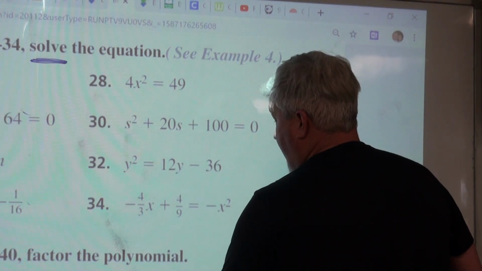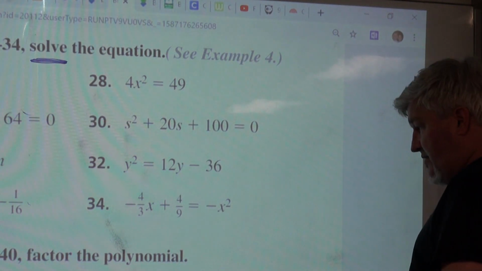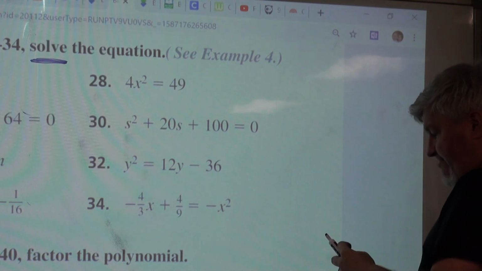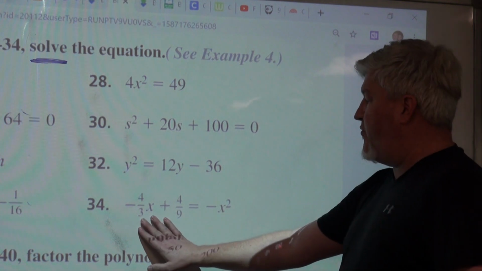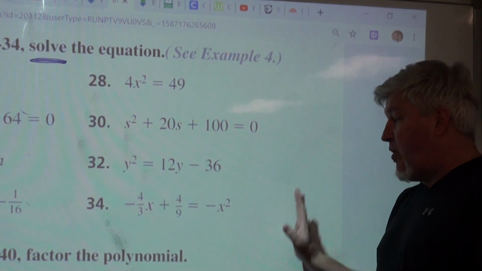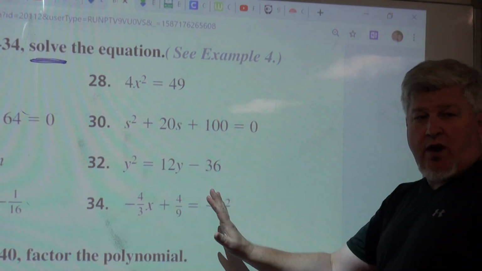I should stress your life with fractions. This fraction isn't that bad. Let's go ahead and do it. Might as well, right? So I have negative 4/3 x plus 4 over 9 equals negative x squared. And again, we want everything on one side of the equal sign, one way or the other.